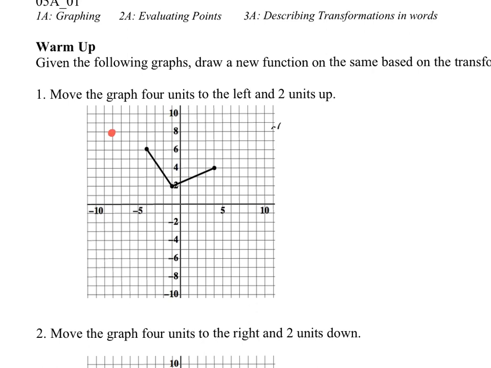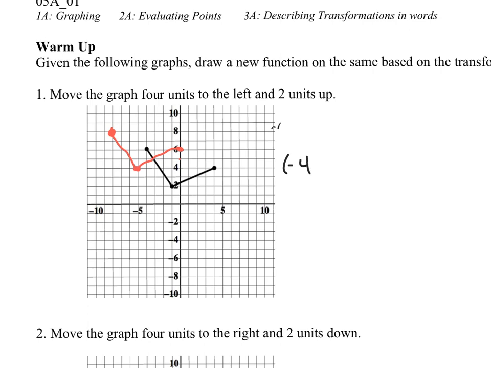So that point would have been moved there. 1, 2, 3, 4, 1, 2. And then connect. And when we connect the points, it looks like I literally just took that, translated it to the left, and then up. Another option you could have done, if you prefer, and this is usually what I start doing as we get more complicated.